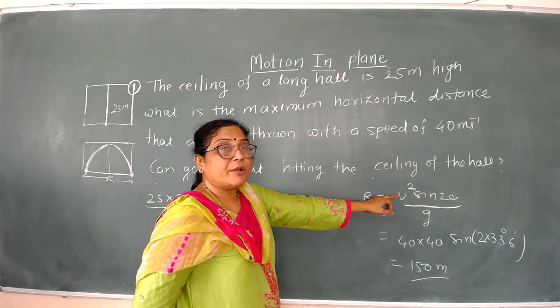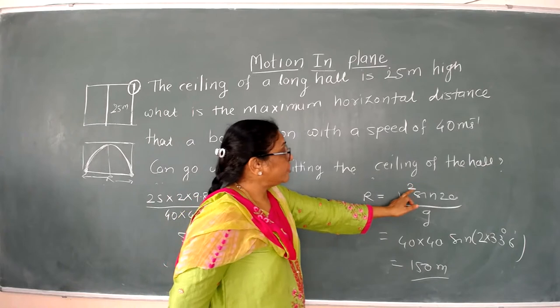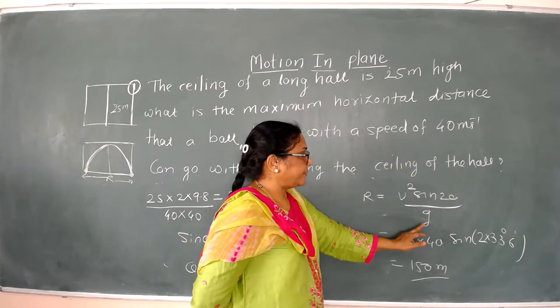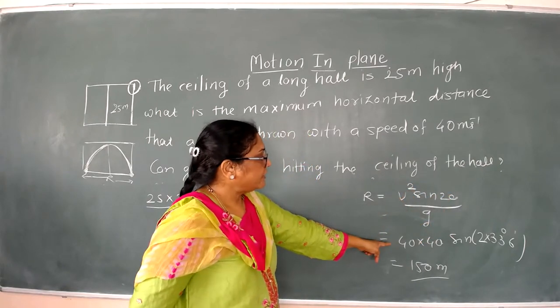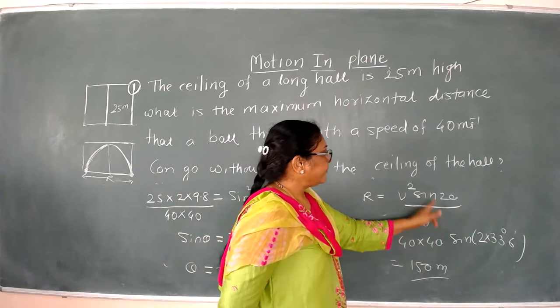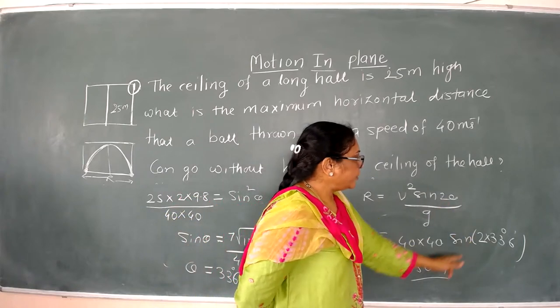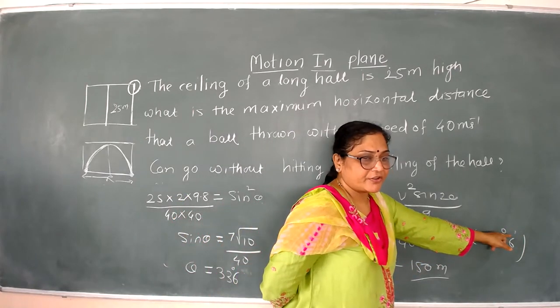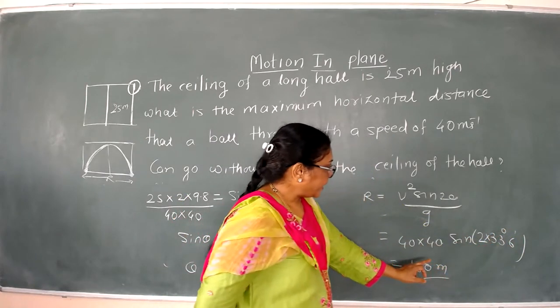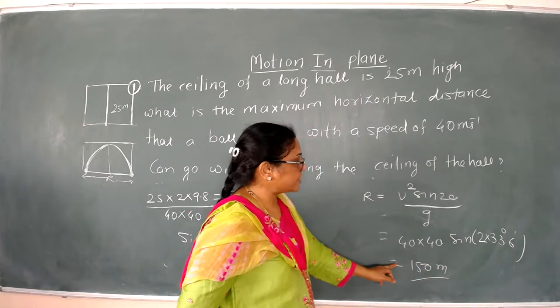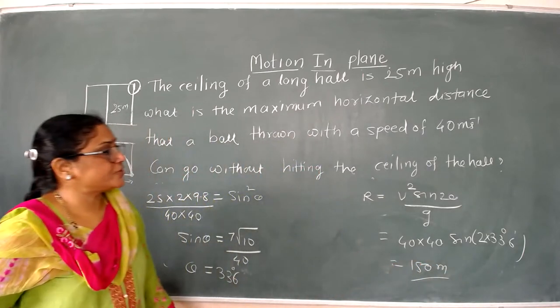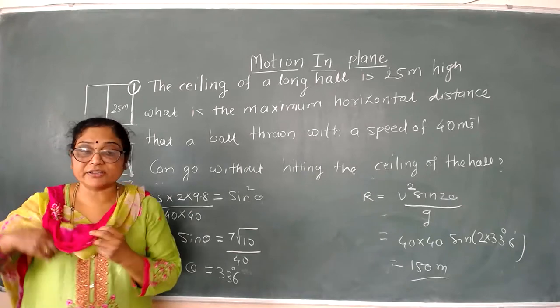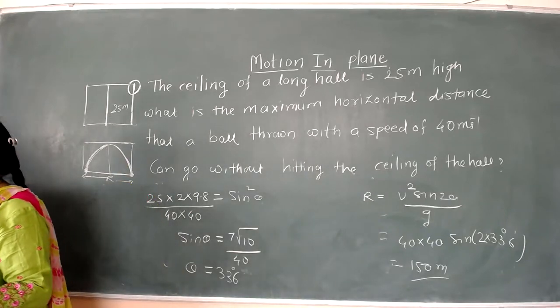The related formula for the range of a projectile is u square sine 2 theta divided by g, where u is given, that is 40 into 40 into sine into 2 into the value theta equal to 33 degrees 6 minutes. So multiply this value and we have got this answer. This time we found the range of the projectile as well as the height and the angle of projection.